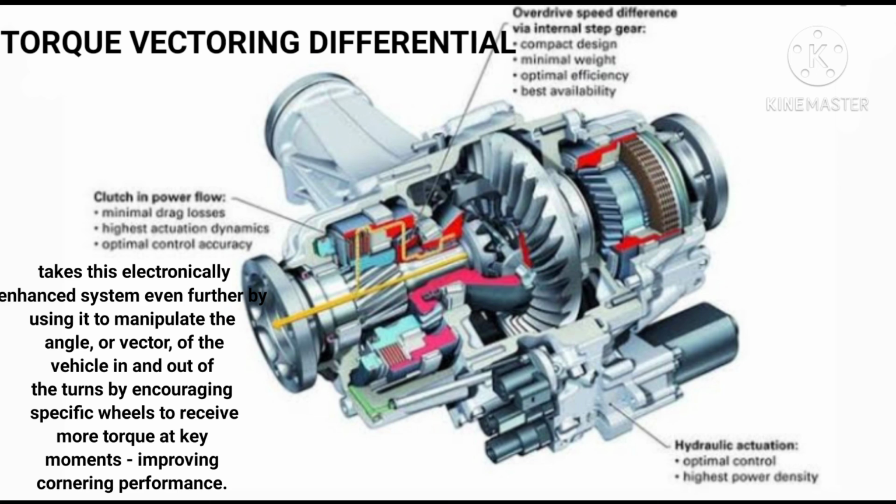Last is torque vectoring differential. This takes the electronically enhanced system even further by using it to manipulate the angle or vector of the vehicle in and out of the turns by encouraging specific wheels to receive more torque at the key moments, improving cornering performance.